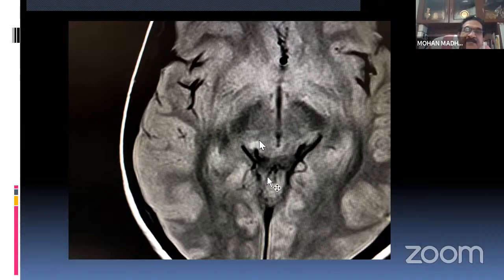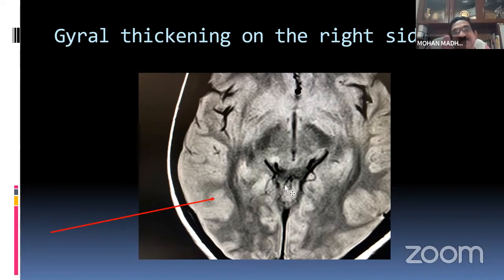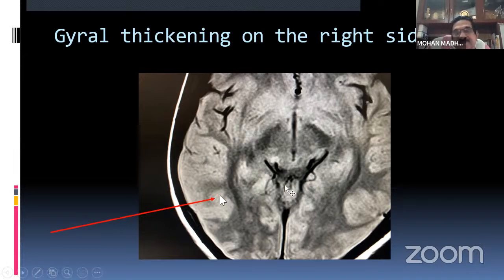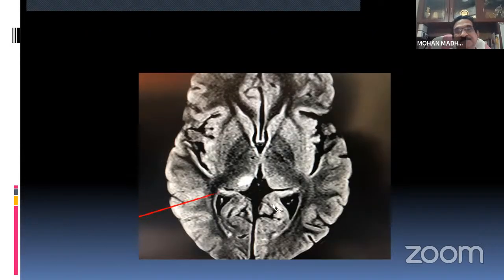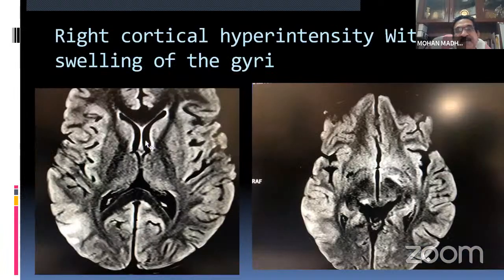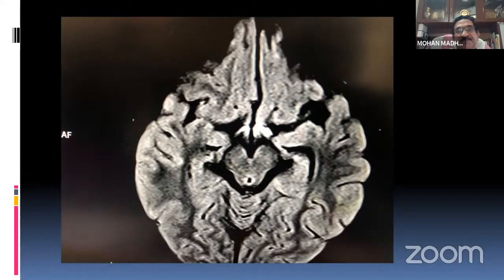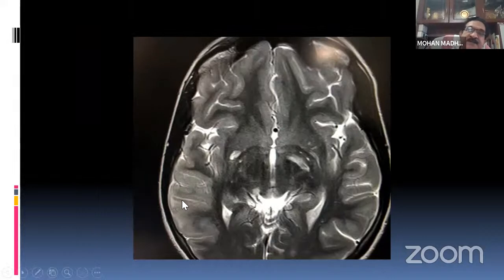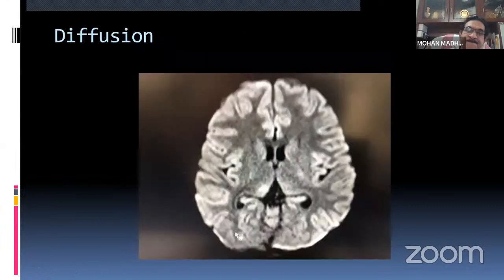This is again the lateral geniculate body, also indicating hyperintensity. In addition, there is some gyral thickening in the right parietal cortex. The previous lesion was on the left side; now it is seen on the right side, some gyral thickening, which you can make out here. There is some hyperintensity in the thalamus, and the gyral thickening and hyperintensity in the parietal cortex. That is the thalamic lesion, and this is the optic tract showing hyperintensity.